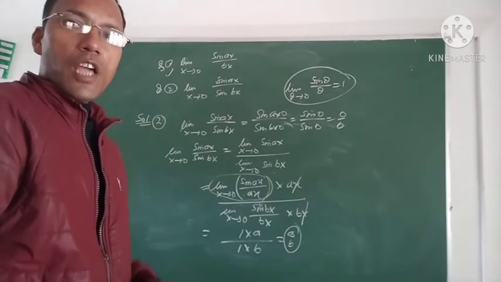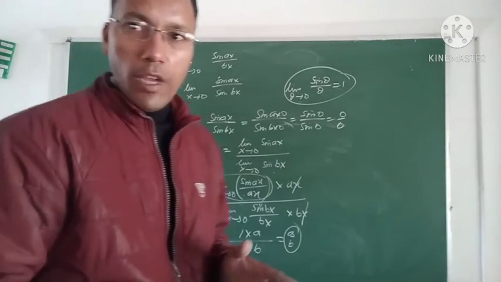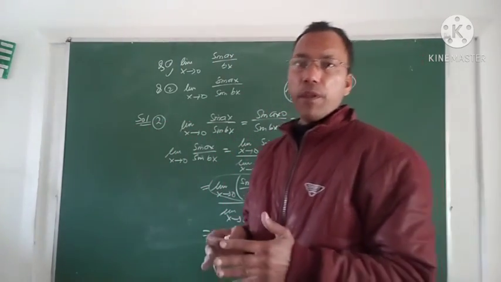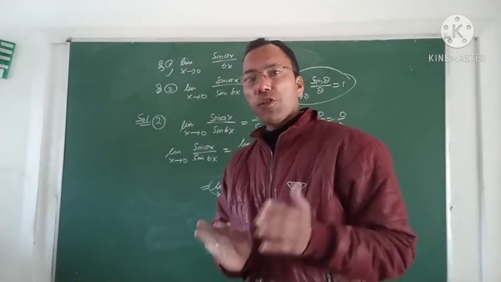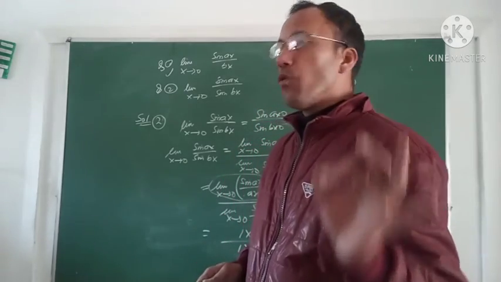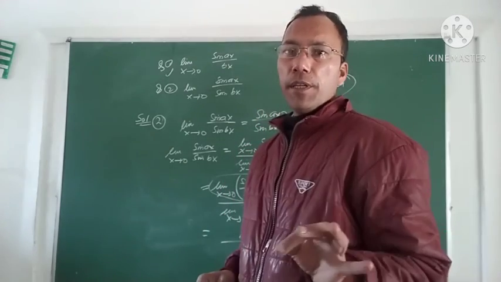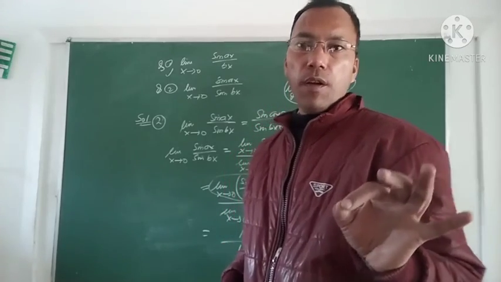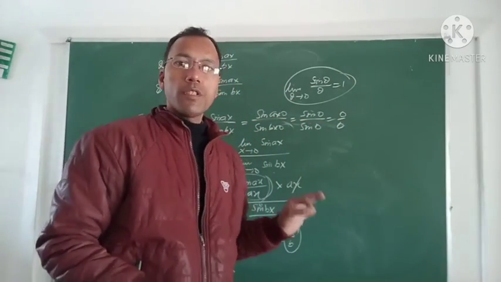For such types of trigonometric functions, first we have to check whether it is in 0 by 0 form or any number divided by 0 form, and then we have to remove it through a mathematical process. If it is a trigonometric function, then we use the rule that sin theta upon theta is 1.